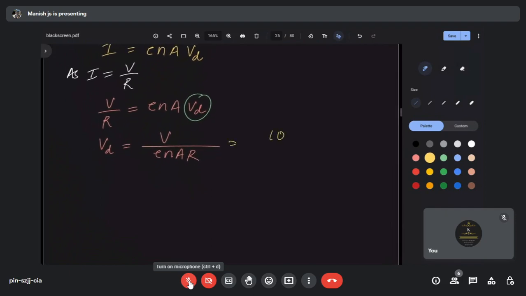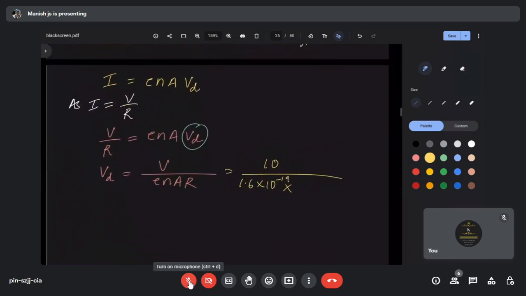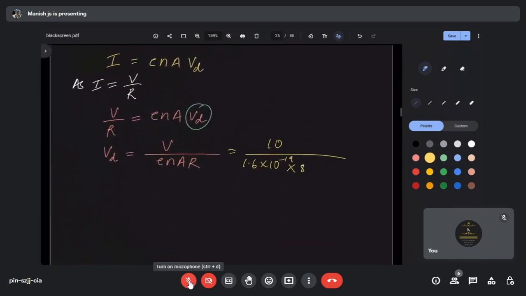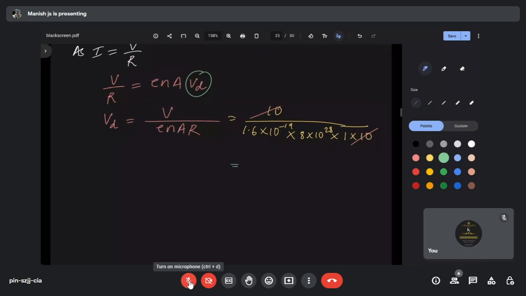Substitute the values. V is 10. What is the value of E? Charge of an electron. 1.6 into 10 power minus 19. Correct. Number of electrons also is given in the question. 8 into 10 power 28. Area is 1 millimeter square and resistance is also 10. Now simplify all this. 10 and 10 will get cancelled. Fully you have to simplify this and get me the answer.